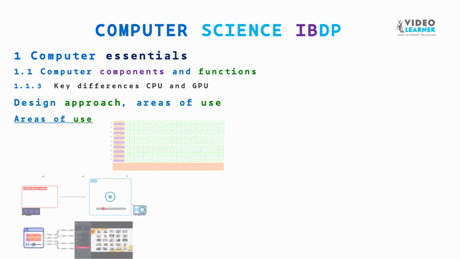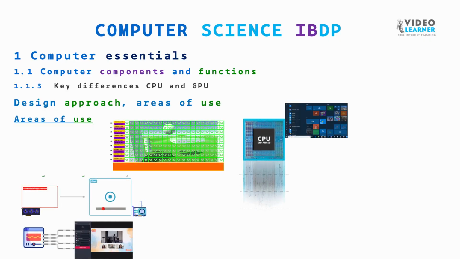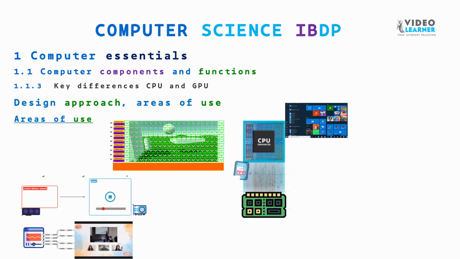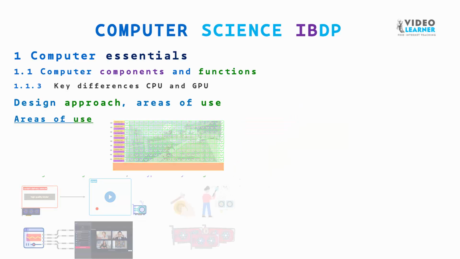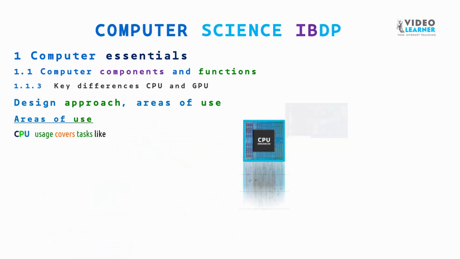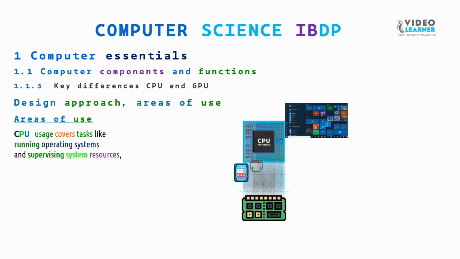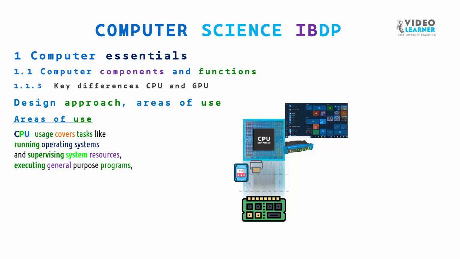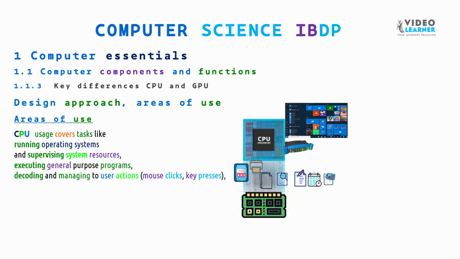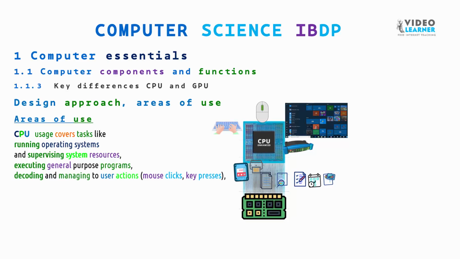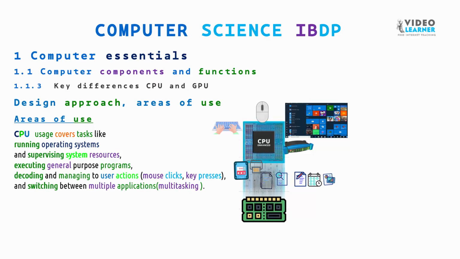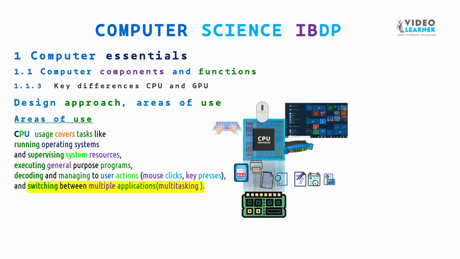For the end, let's have a look into the areas of use of a CPU and a GPU, or in other words, their usage scenarios. CPU usage covers tasks like running operating systems and supervising system resources, executing general-purpose programs, decoding and managing user actions like mouse clicks and key presses, and finally switching between multiple applications, that is to say, multitasking.